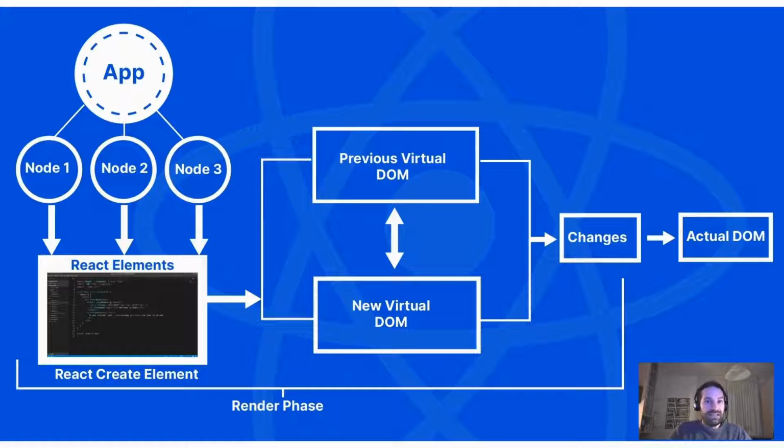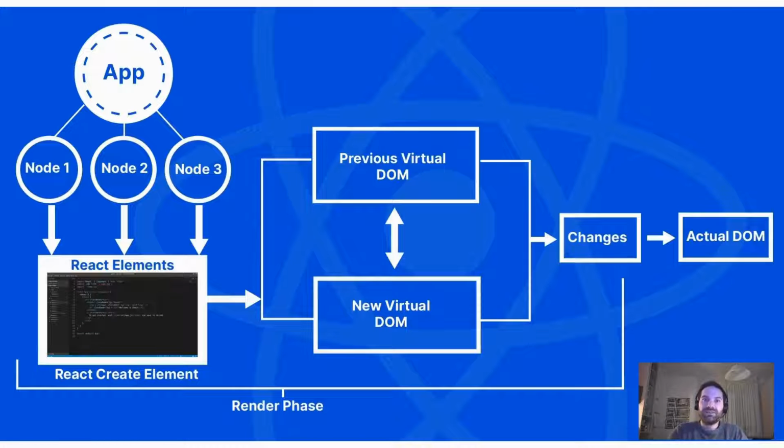So actually, as you can see from the image, the application is composed of different nodes, and every time we trigger a render on the application, React will compare the previous virtual DOM with the new one and will trigger only the changes, only the difference between the two DOMs. And this is the powerful part of React that makes it lighter and faster to render.